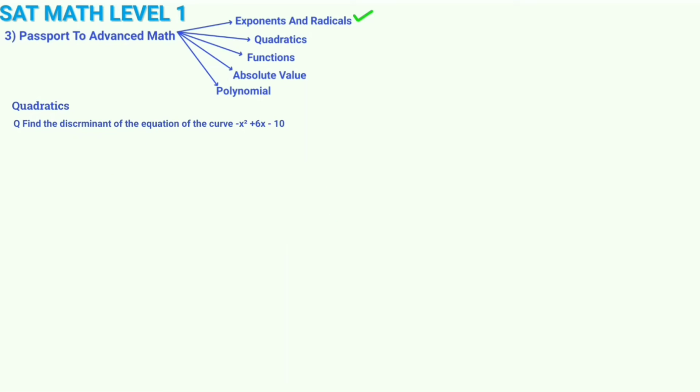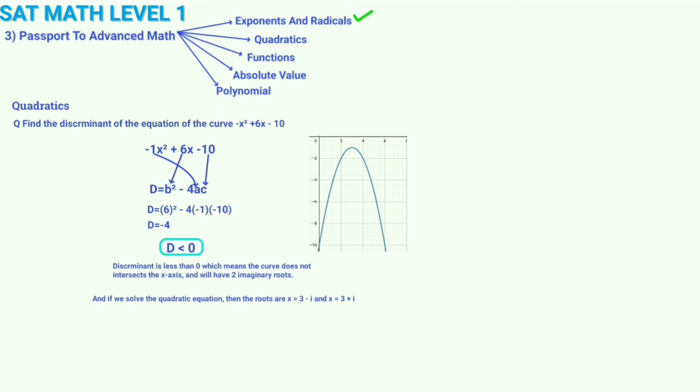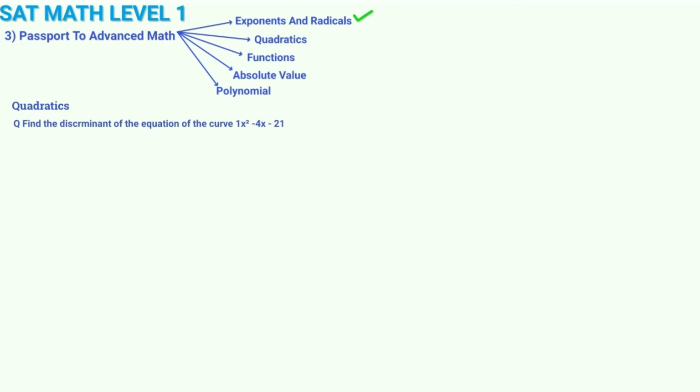Okay, find the discriminant of the equation of the curve minus x squared plus 6x minus 10. We got the equation, we put in the values. We got D is equal to minus 4. D is less than 0, which means the curve does not intersect the x-axis and it will have two imaginary roots. And if we solve the equation, then the roots are imaginary.